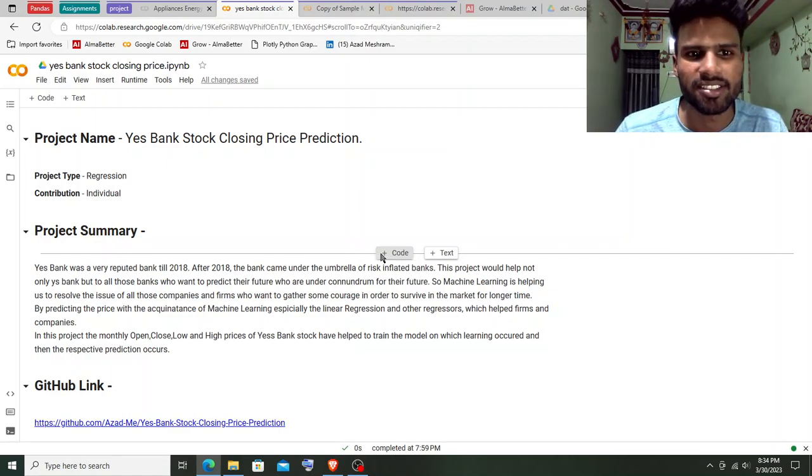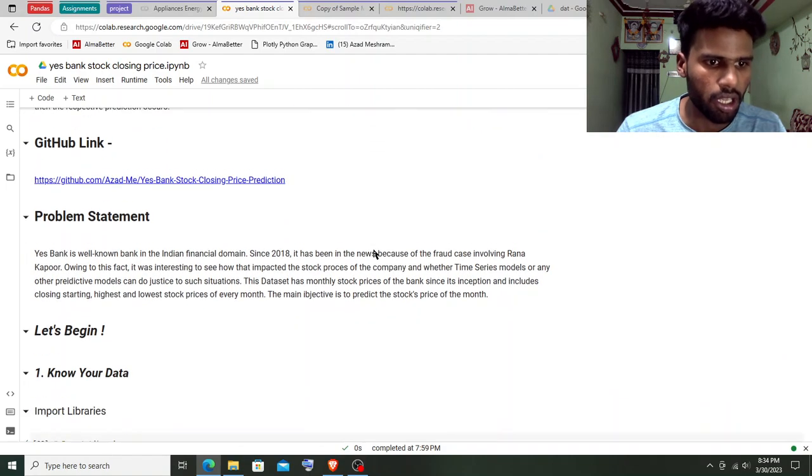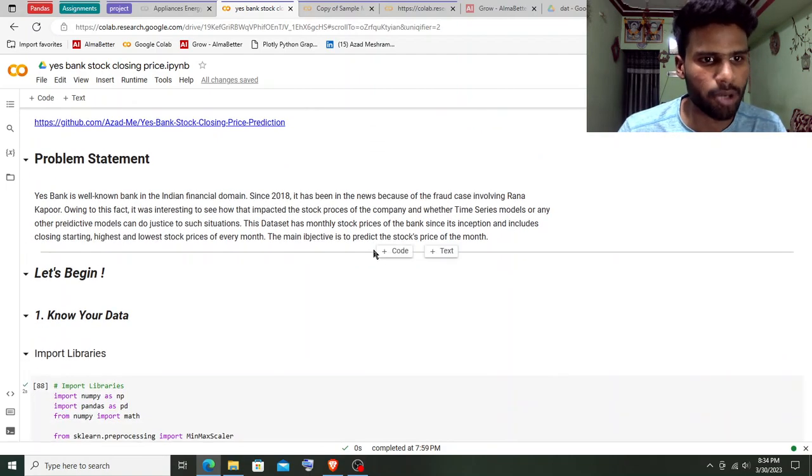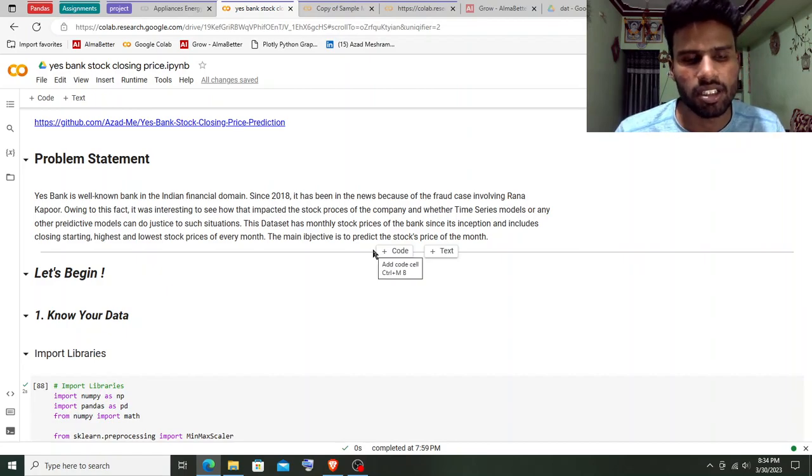Basically, it is a linear regression project which predicts the closing price of Yes Bank's stock. This is the problem statement, which says that according to the available independent variables, what could be the closing price of the Yes Bank stock in the future.